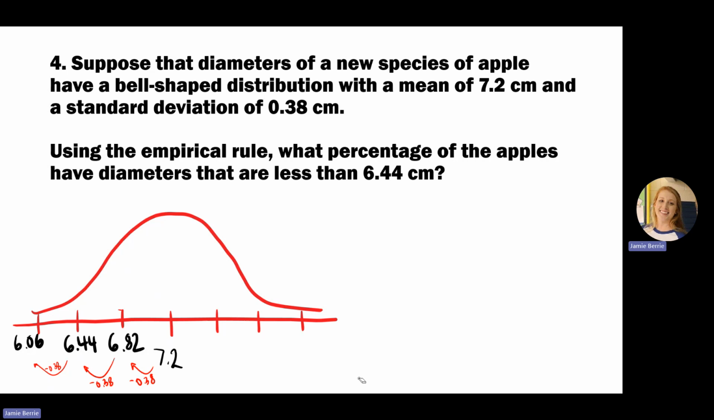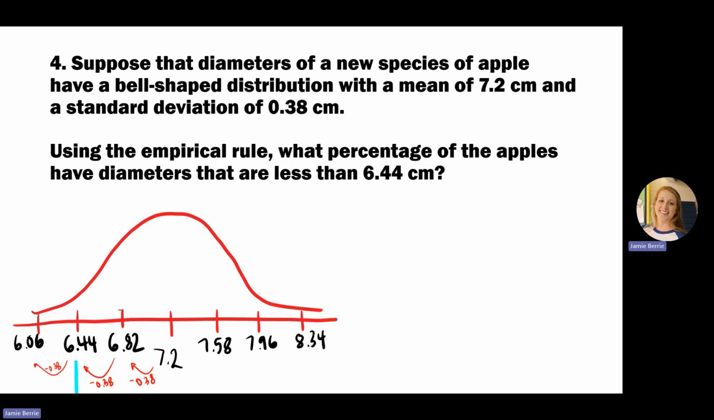Now I'm going to go the other direction to the right, just to be consistent and have my normal curve entirely filled in each time. So I'm going to add 0.38, add 0.38 again, add 0.38 again. So I've got my entire normal curve filled out.